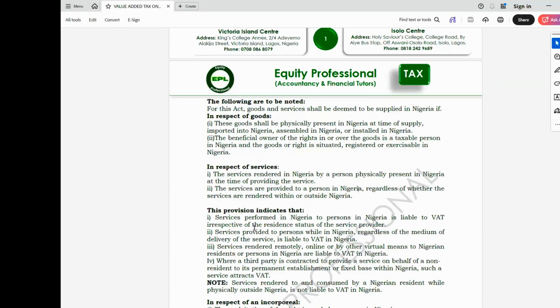services performed in Nigeria to a person in Nigeria are liable to VAT, which I explained earlier, irrespective of the residency status of the service provider. So whether the service provider is in Nigeria or not, once the person who is going to enjoy that service is physically present in Nigeria, that service will be liable to value-added tax. Services provided to persons who are in Nigeria, regardless of the medium of delivery of the service, are liable to VAT in Nigeria.